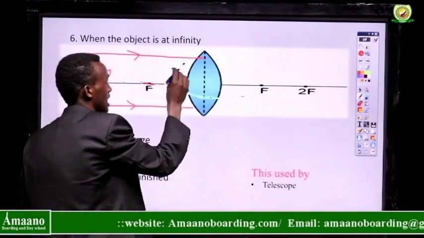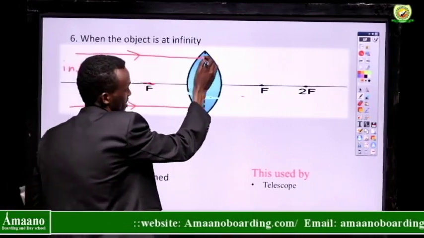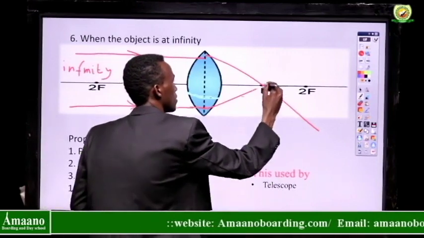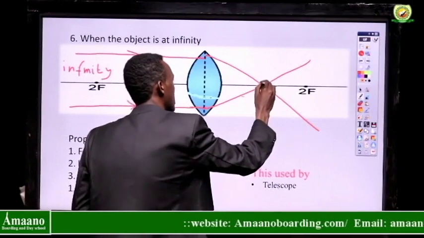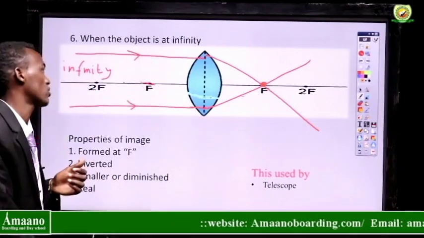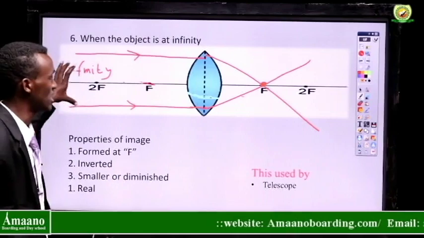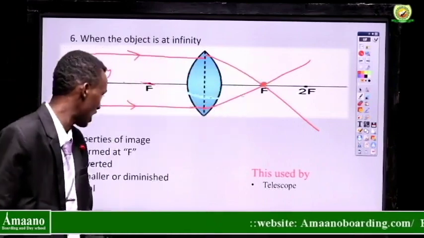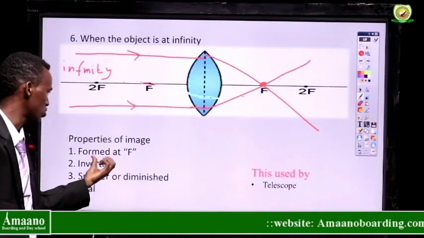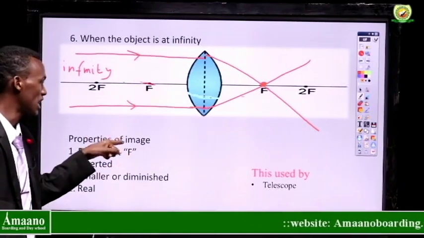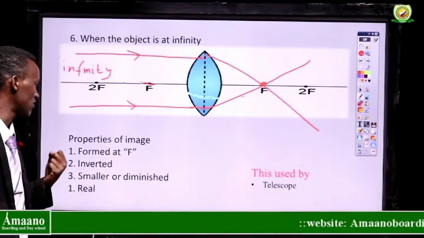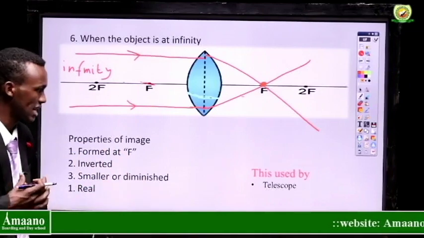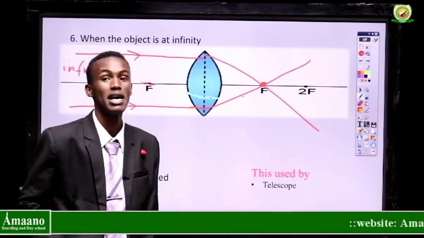Okay, a ray that is parallel to the principal axis refracts and passes through the focus. And also this ray passes through the focus where they intersect, and the image forms. So when infinity rays enter this lens, they converge at the focus. Okay, so the properties of this image formed at F: it is inverted, smaller or diminished. Okay, it's real. This image formation is used by the telescope.